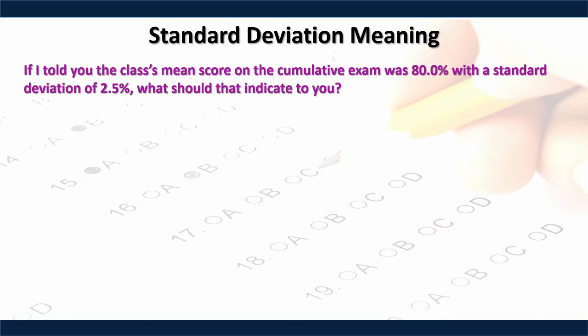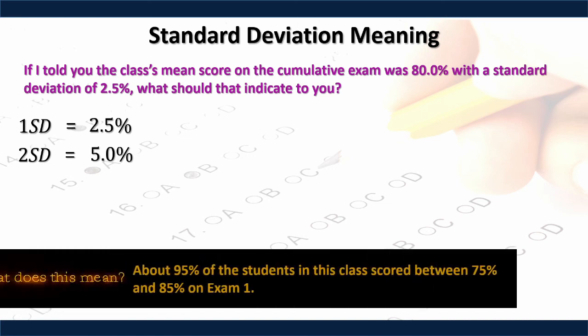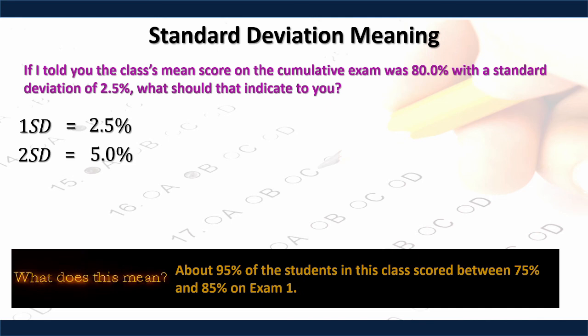First, you should observe that one standard deviation unit is equal to 2.5%, which should also tell you that 2 standard deviation units is equal to 5.0%. And of course, you get this simply by multiplying 2.5% by 2. This tells you that about 95% of the class scored between plus or minus 5% from the mean of 80%. In other words, approximately 95% of the class scored between 75% and 85%.